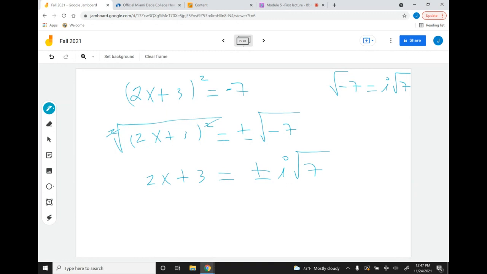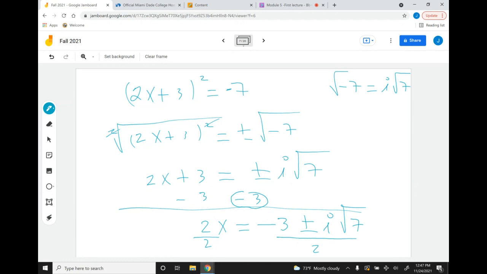He's eating some crackers. So now I need to solve for x. So that means that this guy goes over here. So what do I have? I have 2x equals negative 3. Make sure that we write this negative 3 here, followed by the plus or minus, the i, the square root of 7. Okay, we're almost done, almost, not quite. We still have to divide by 2. You see? Now you're done. So x then is equal to all of this. And you can split them up. Here's the first solution.